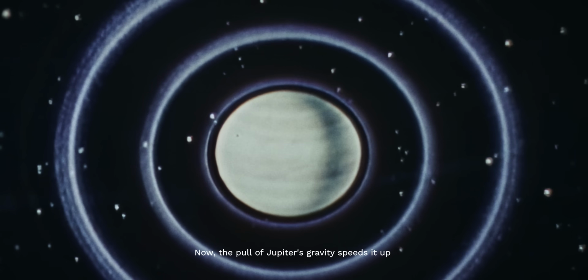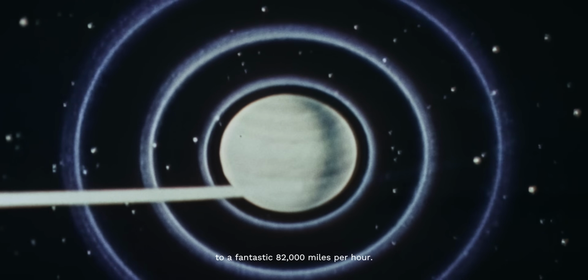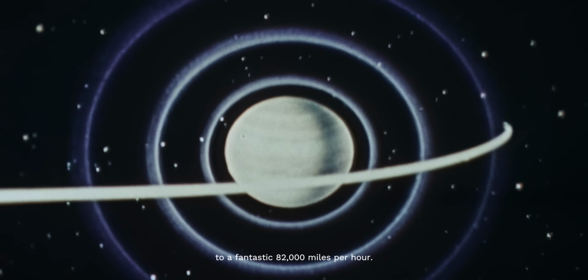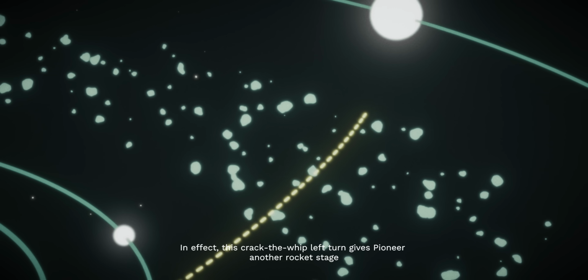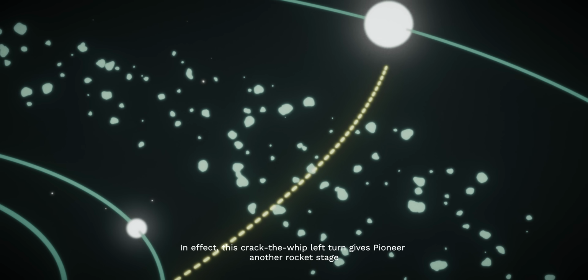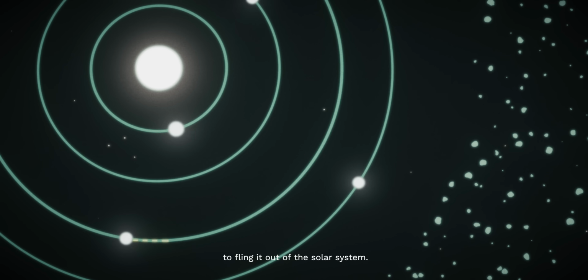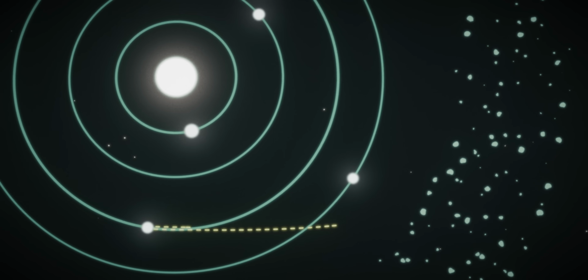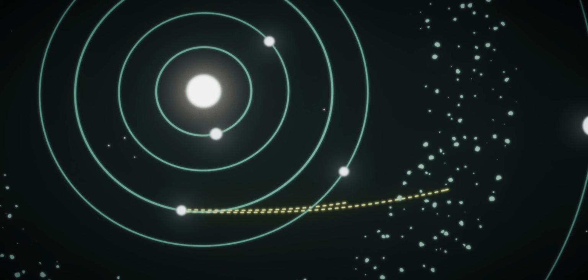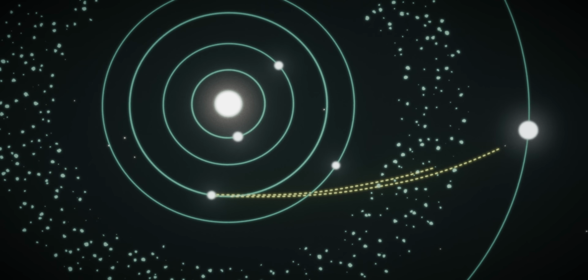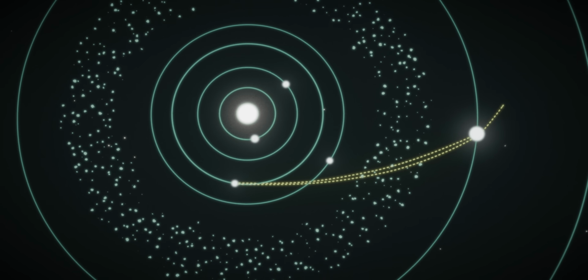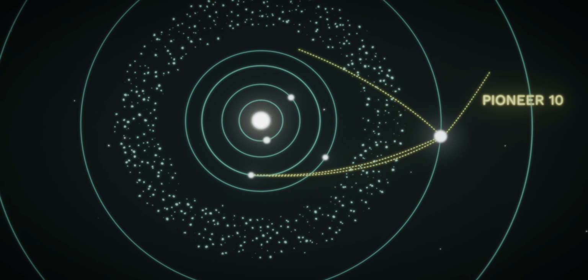Now the pull of Jupiter's gravity speeds it up to a fantastic 82,000 miles per hour. In effect, this crack-the-whip left turn gives Pioneer another rocket stage to fling it out of the solar system. It reached Uranus in 1979 and passed the orbit of Neptune on June 13, 1983. It was the first man-made object to head to the stars.